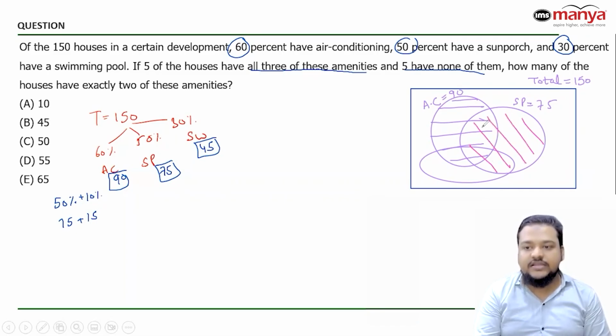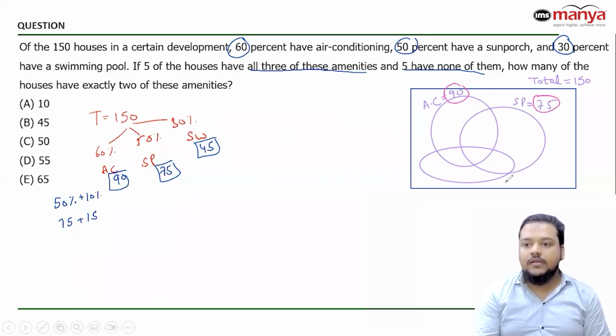You can see that there is overlapping. Out of these 90 and 75 houses, there might be some houses that are common, having both facilities, air conditioning as well as sun porch, and some of them even sharing a swimming pool as well. Similarly, for the swimming pool, how many are there? 45. So 45 houses have the swimming pool facility. And we also know that all 3 amenities are available to 5 houses.